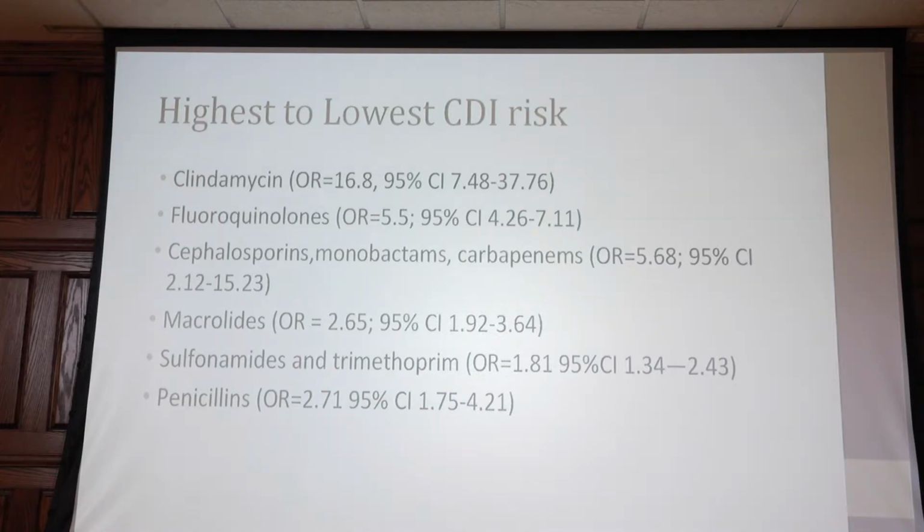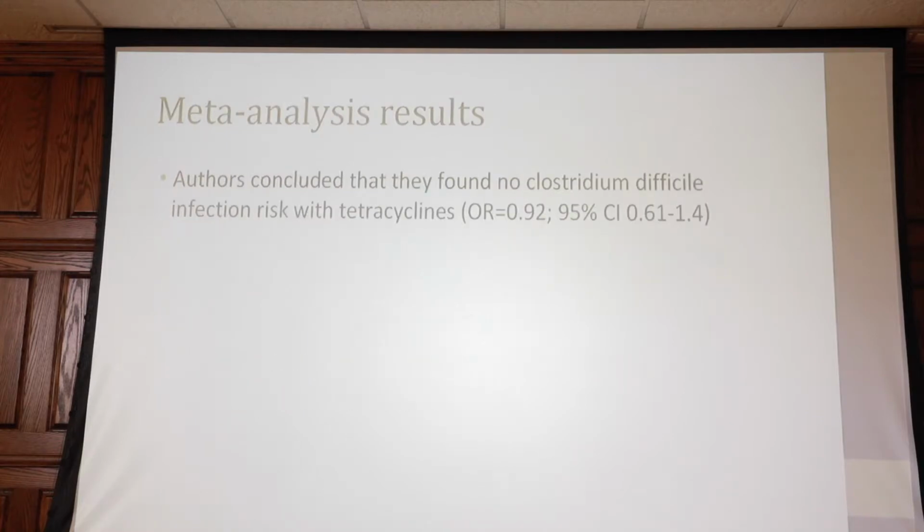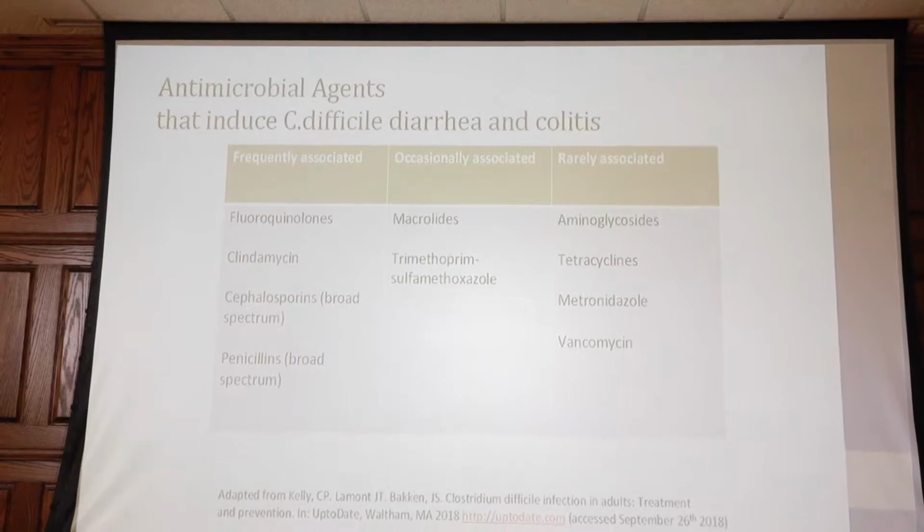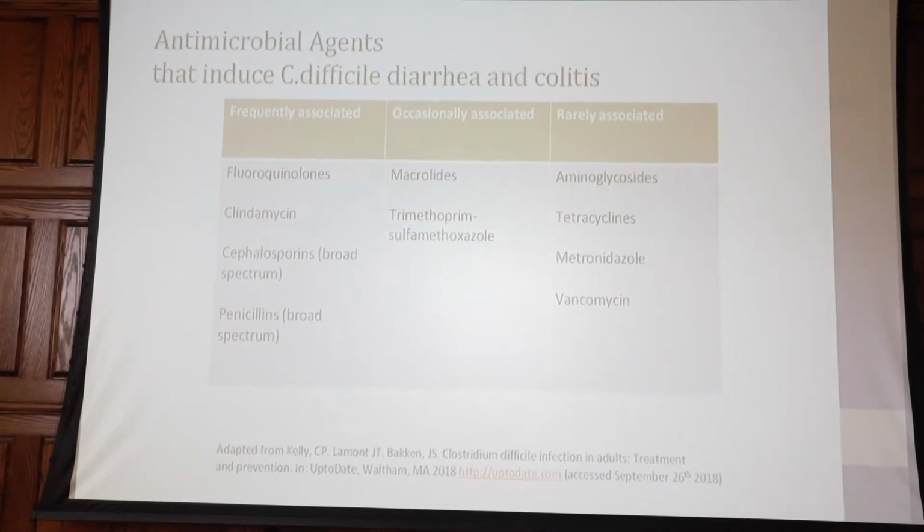The ones that have the least: macrolides. Macrolides is a class of antibiotic. Azithromycin falls into that, so Z-Pak. Trimethoprim sulfa is your Septra DS, used a lot, with an odds ratio of 1.8. Penicillins. In this analysis, the authors concluded that there was no C. diff risk with tetracyclines. And then I got this from a review article, again reiterating what the meta-analysis showed, the ones that are most at risk here.